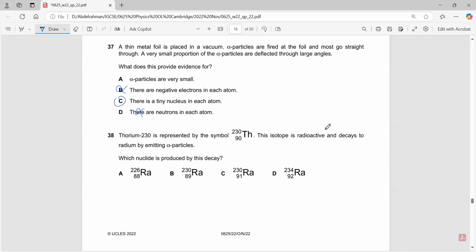Thorium is represented by 230 and 90. It emits alpha particles. Which nuclide is produced by this decay? This isotope is radioactive and decays to radium. You give off radium, which is Ra, by emitting alpha particles. Alpha is 4 and 2. So basically, subtract 4 to get 226, and subtract 2. So it would be A.